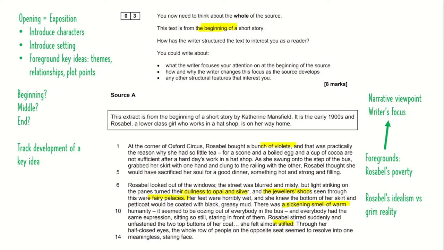That contrast between Rosabelle's idealism and the grim reality is also shown in the writer's focus, because it starts off with a focus shifting from Rosabelle to a focus on the setting, like the street outside and the jeweler's shop, giving us Rosabelle's perception of that. It then shifts focus to character, to the people on the bus and the bus itself and Rosabelle herself, the bottom of her skirt and her petticoat. It contrasts the setting outside and the idealism of that setting to the reality of the inside of the bus. And again, it's really important that both of those techniques are creating the effect there.